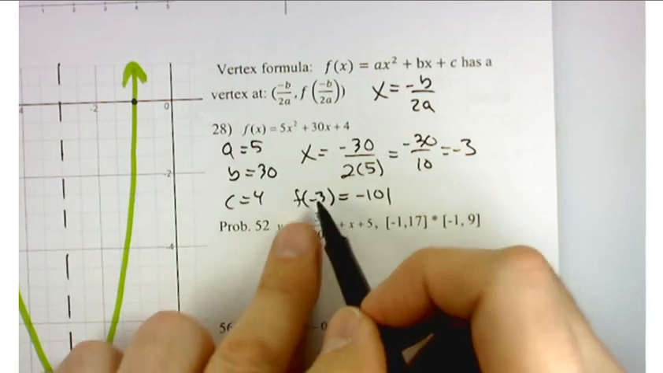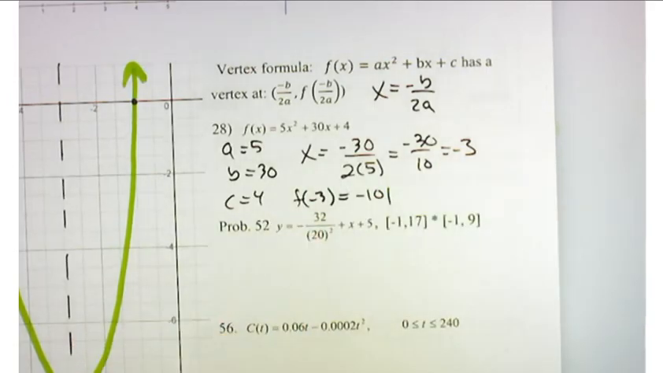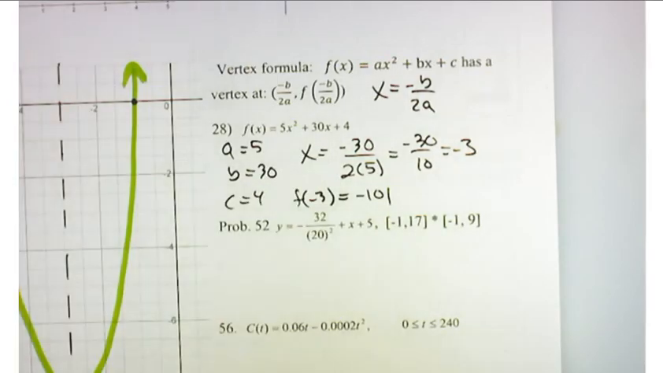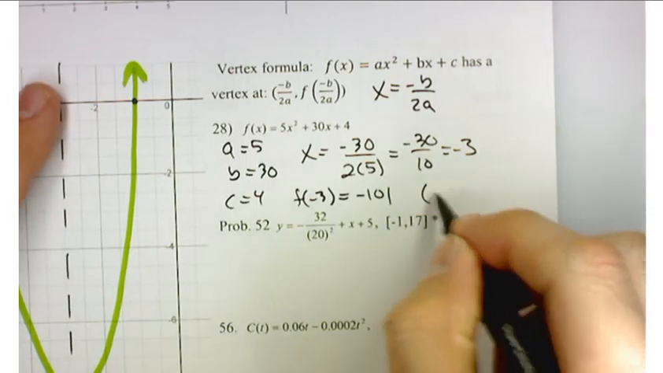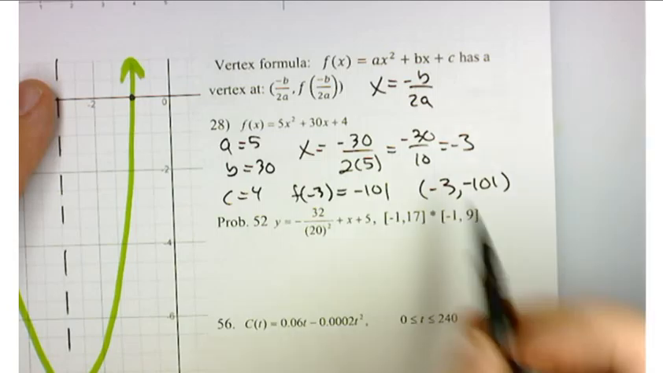I put in -3 into this function. I hope I did my arithmetic right. We'll find out. Well, there's 2 points for the vertex, right? There's the x and y coordinates.